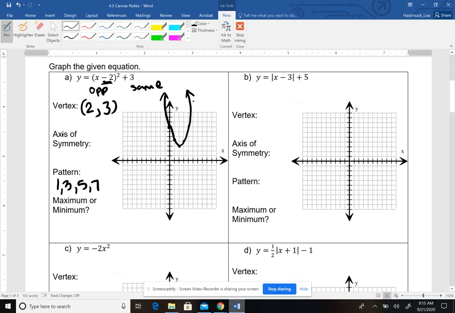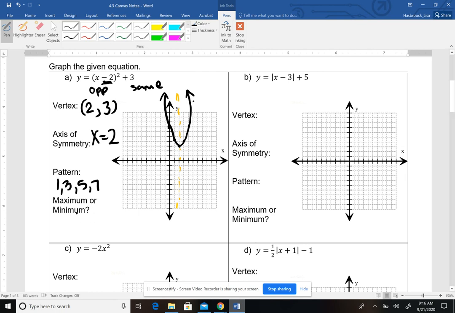Now the axis of symmetry, let's go back to that. That's where you could fold your graph in half and both sides would lay on top of each other, okay? So that axis of symmetry goes straight down the vertex like that. We use an equation for this, and it's x equals whatever the x value of your vertex is. So here it would be 2. So your equation for that yellow axis of symmetry is x equals 2.